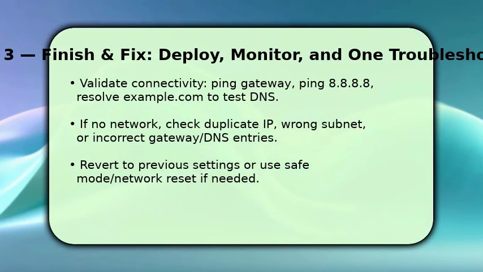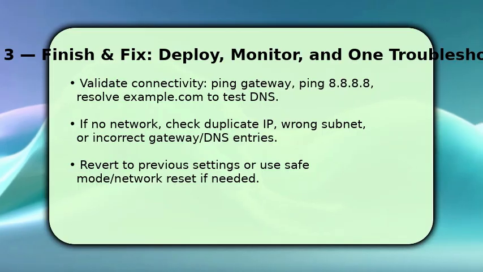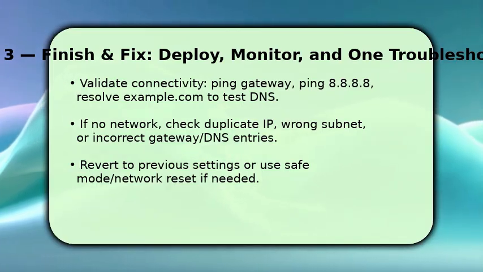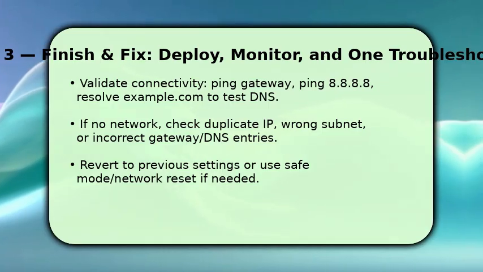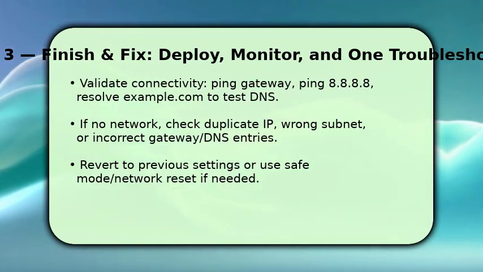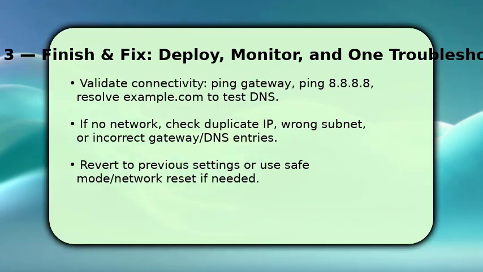You finish by verifying connectivity. Ping the gateway, ping 8.8.8.8, and then resolve a domain name to confirm DNS. If you lack connectivity, make sure you haven't set a duplicate IP or the wrong subnet, and that the gateway and DNS entries match your network.